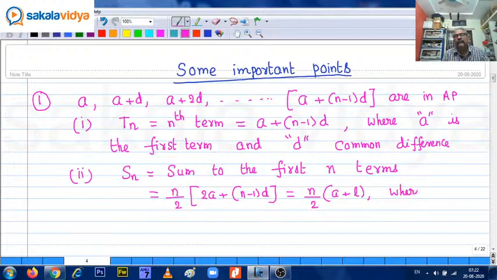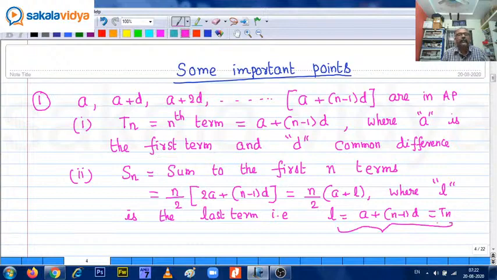where L is the last term. That is L is equal to a plus (n minus 1) into d, which is nothing but Tn only. This is just a brief discussion about the arithmetic progression. This concept is enough for us for a while, as far as this chapter is concerned.